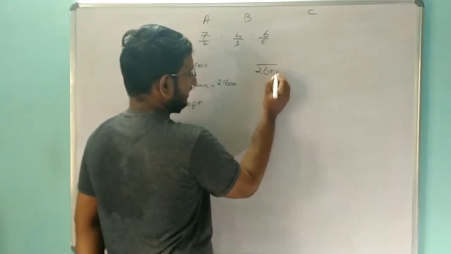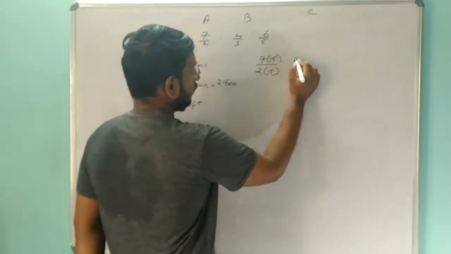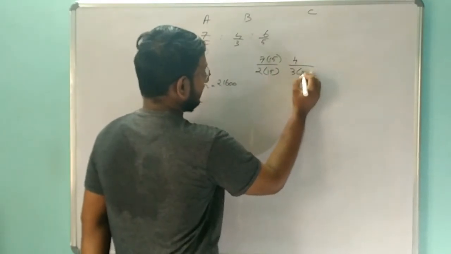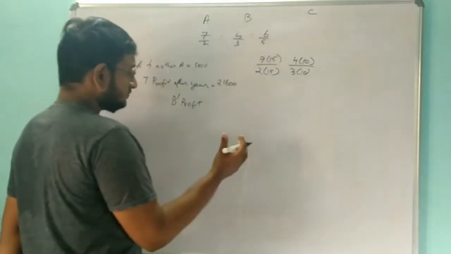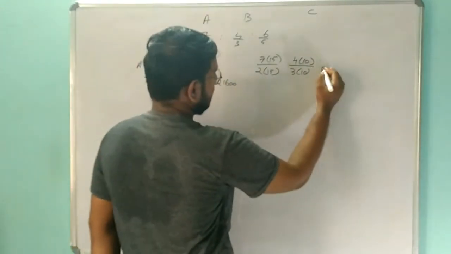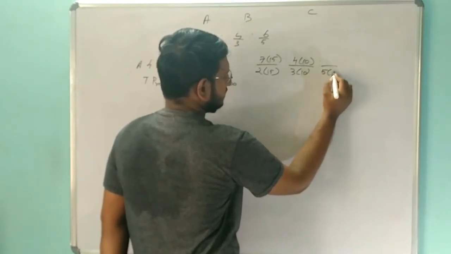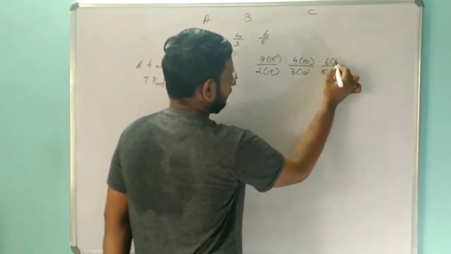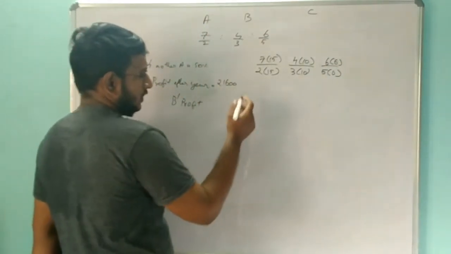2 15s are 30, right? So 7 15s are, then 4/3: 10 3s are 30, right? So 10s are, then we have 6/5: 6 5s are 30, so 6 6s are. So this will be the ratio.